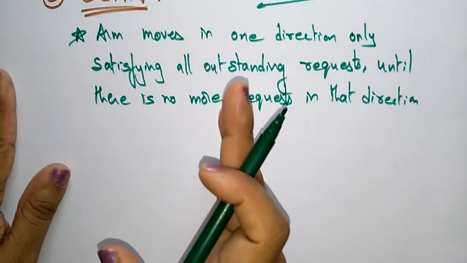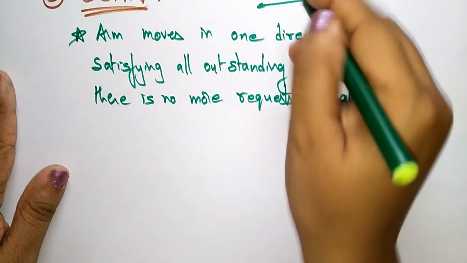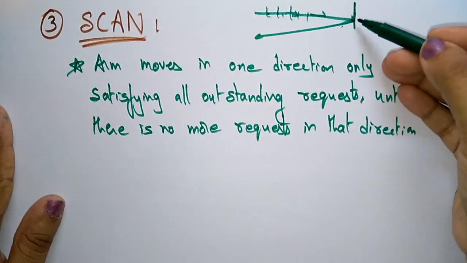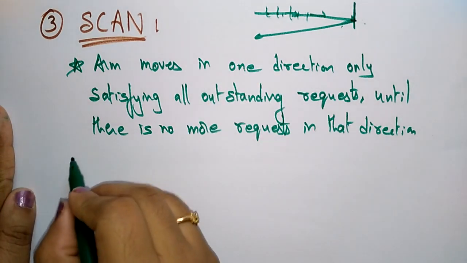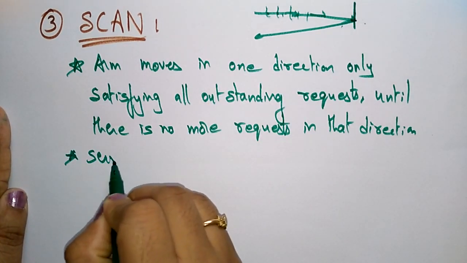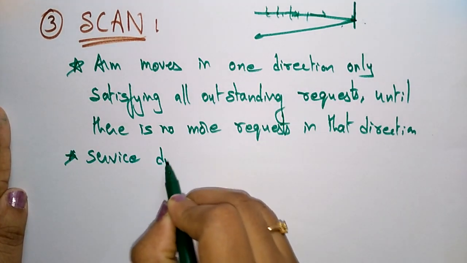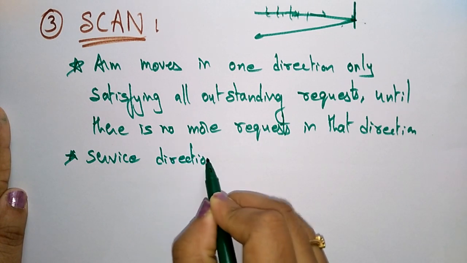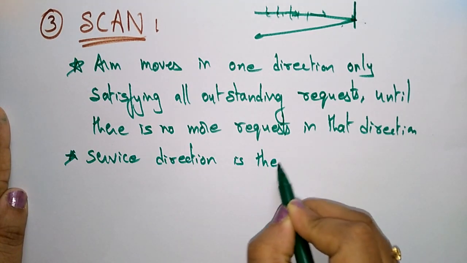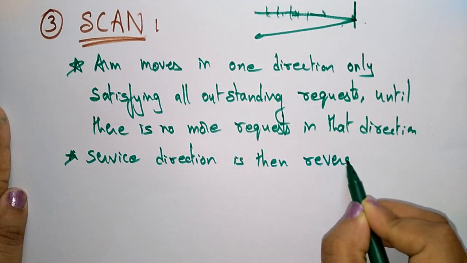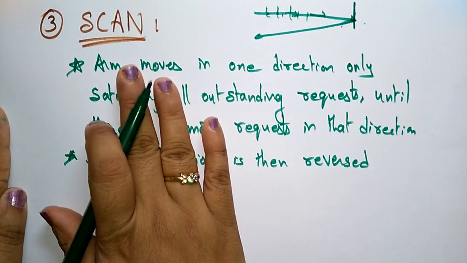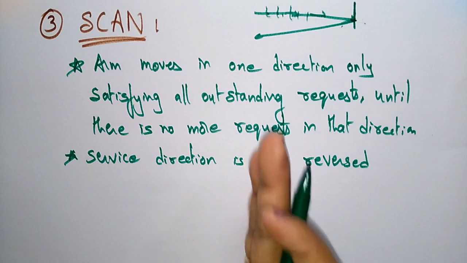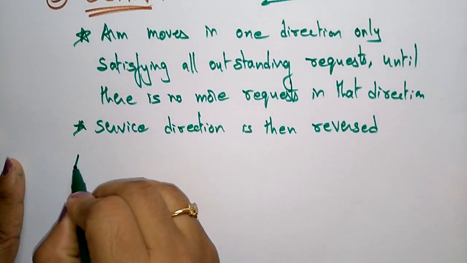So the service direction is then reversed. Once it has reached the dead end position, it has to move back. The service direction is then reversed. First serve in one direction and next it should be reversed. So this algorithm works like an elevator.